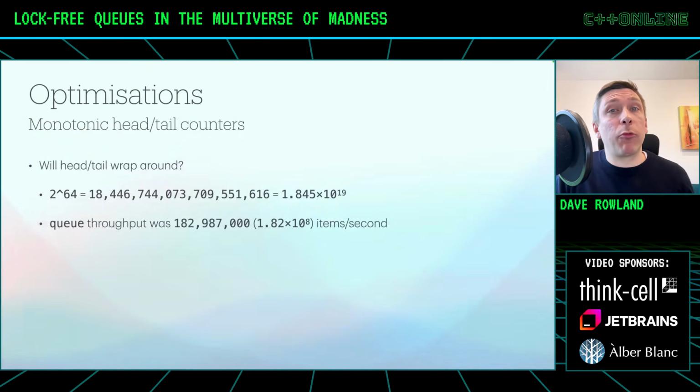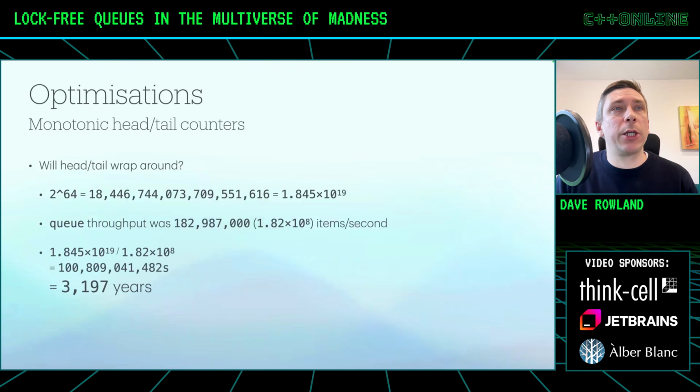Now, if we take our best throughput so far, that was our serial queue of 183 million items, and we divide those by each other, we can work at that rate for over 3,000 years, incrementing these counters. So it's unlikely to be a problem. Your hardware is much more likely to fail in that time. However, if you have higher throughput, or you're building a space probe that's got to last for hundreds of years, something to bear in mind.